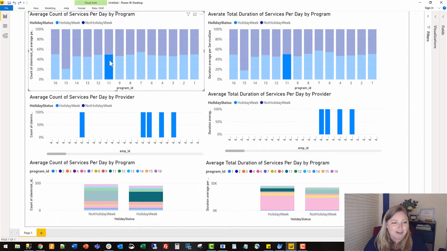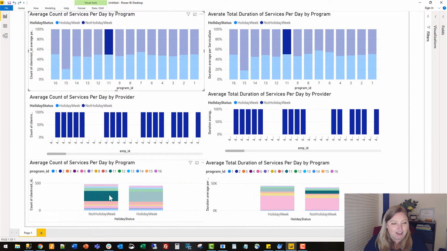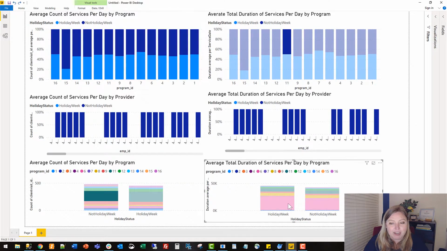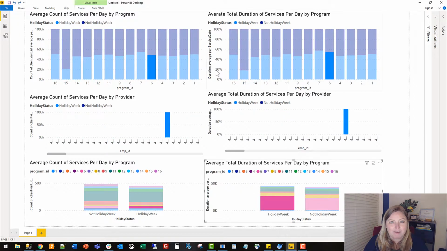Whereas program 11, I cheated, I knew this ahead of time, program 11 has a lot of services proportionally delivered during a holiday week. So this green is program 11. Over here, the pink one is program 6, which has kind of an even distribution. We could look at the yellow program.